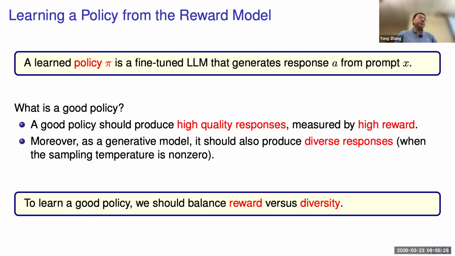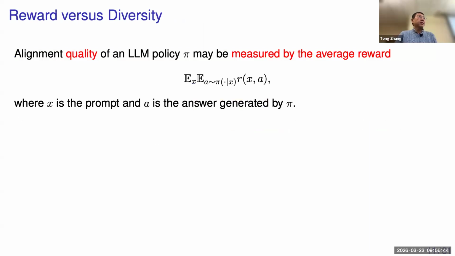So that's the first thing you would think about, and people actually measure that. They do not only measure reward, they want to measure this too. So how do you measure these two, reward versus diversity? For the reward, it's pretty simple to measure. It's just the average reward.